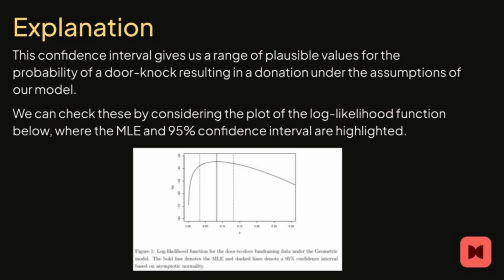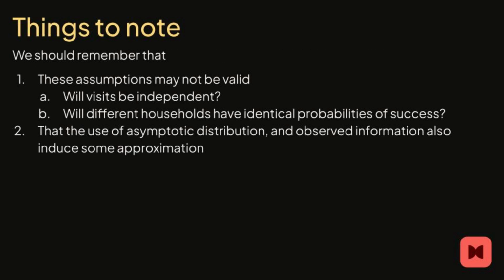The plot confirms the MLE and shows the range covered by the confidence interval. A few caveats. First, the assumptions may not hold. Are visits really independent? Do all households have the same likelihood of donating? Second, we are using an approximation. The asymptotic normality and observed information are not exact. That wraps up our example of maximum likelihood estimation in practice.